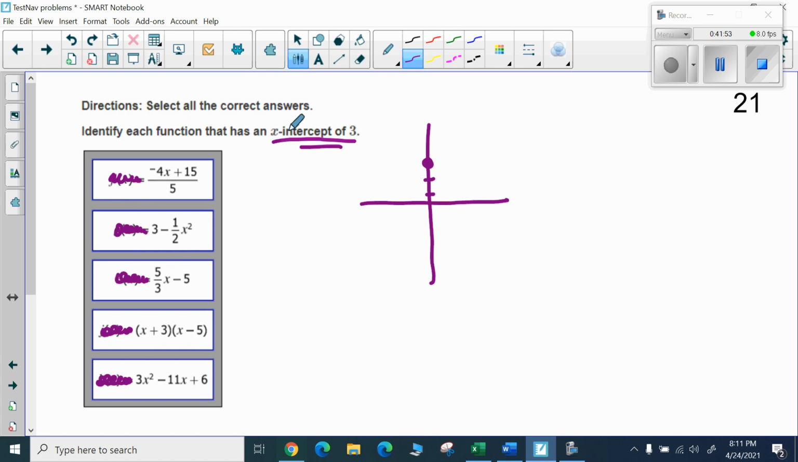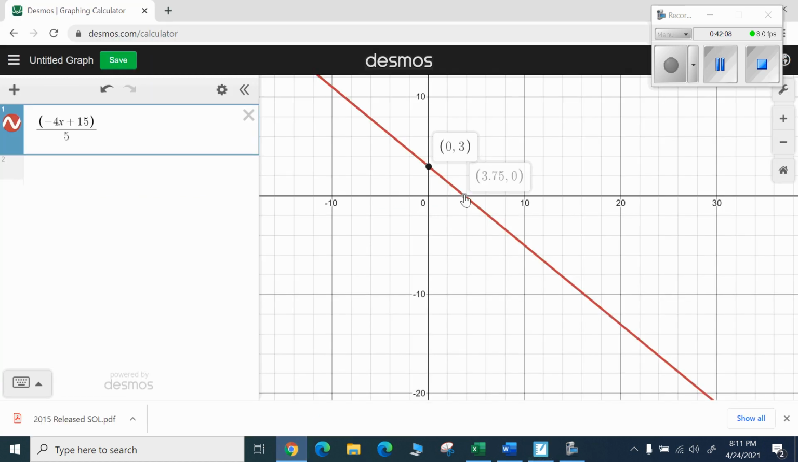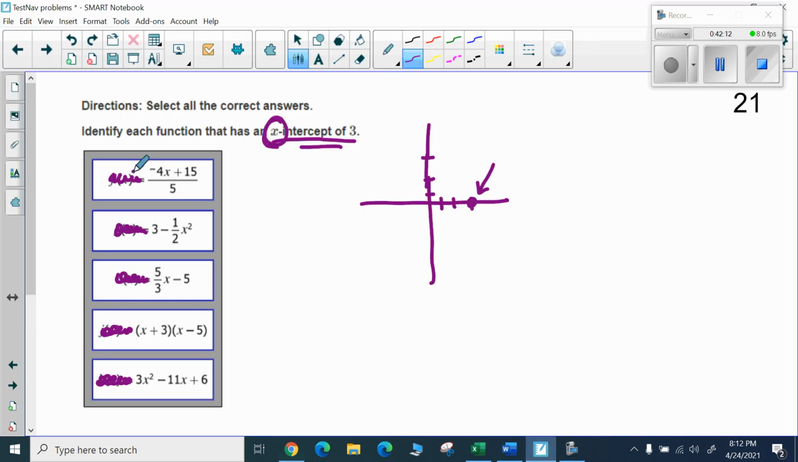Oh, wait a minute. X-intercept. Did you guys catch that when I just made that mistake? Wah, wah. X-intercept. 1, 2, 3. We're looking here, not the y-axis. See, tricky. Let's look at that one. That one crosses at 3.75. No good.